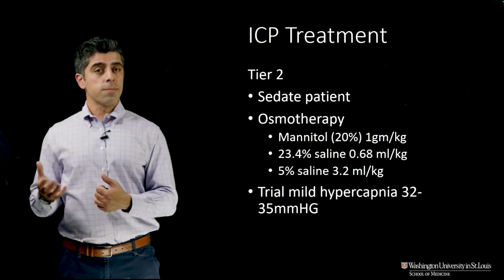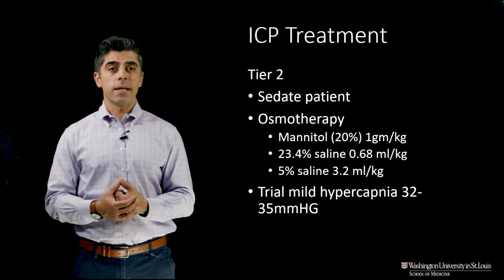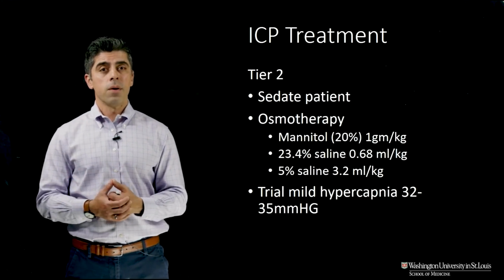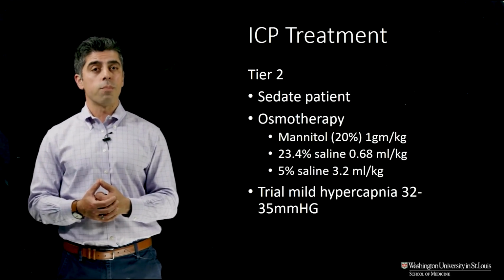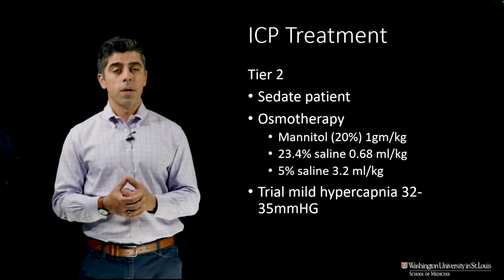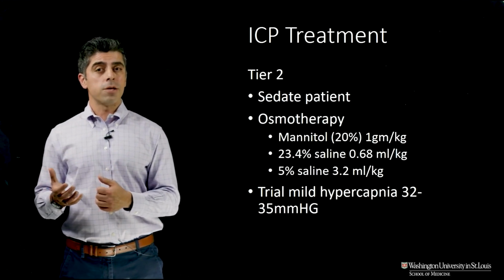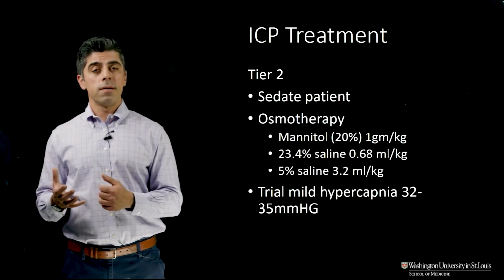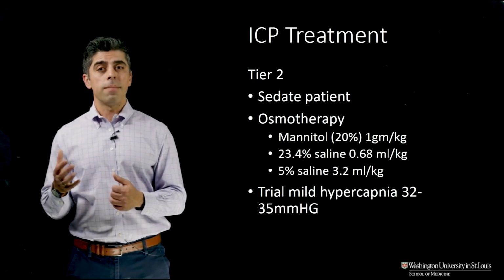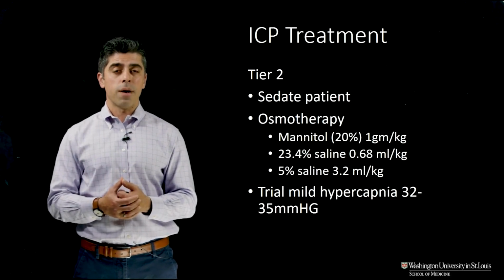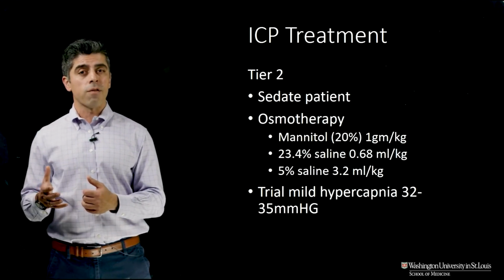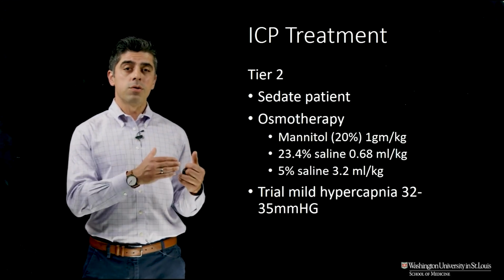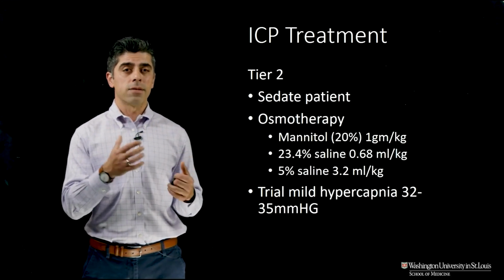The other alternatives for osmotherapy include 23.4% saline, and this can be dosed at 0.68 milliliters per kilogram, or 5% saline, which can be dosed at 3.2 milliliters per kilogram. When I'm using hypertonic saline, I want to make sure to check BMPs or sodium every 6 hours, and this is to avoid elevations in sodium that may be harmful. Anytime a sodium goes above 160, it's an independent marker of mortality. So when I'm using hypertonic saline, I want to reduce the risk of the sodium getting that high to cause harm.